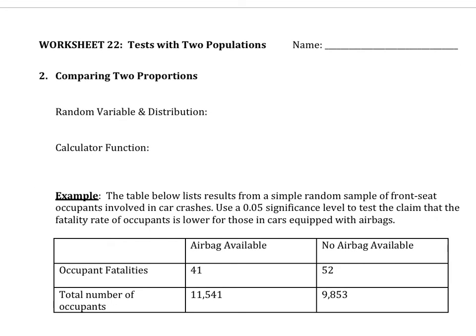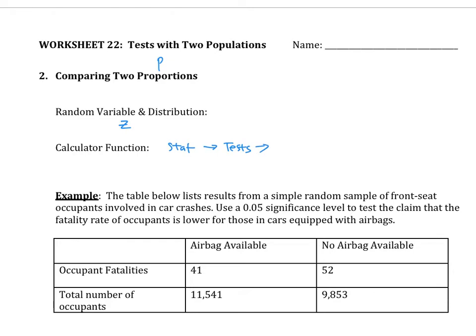First, you're going to look at comparing two proportions. So proportions, notice that it's going to be P of some sort. Random variable distribution, don't have to worry too much about it here. Just using z-score, you'll see it in the calculator function key. Again, we're going to do the same thing: we'll do stat, we'll do tests.